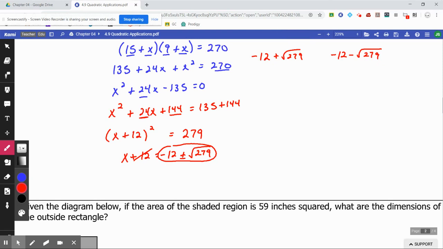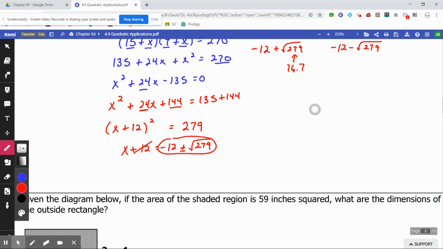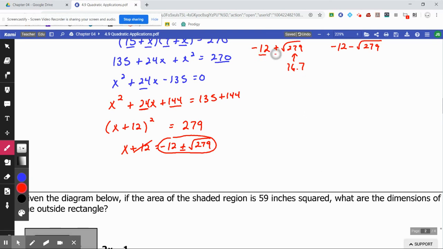Let's plug this into our calculator, root 279, and let's actually get a decimal answer for this. The square root of 279 is about 16.7. So what you now have is negative 12 plus 16.7, which is 4.7. Or negative 12 minus 16.7, which is negative 28.7. So much better to give decimal answers there.